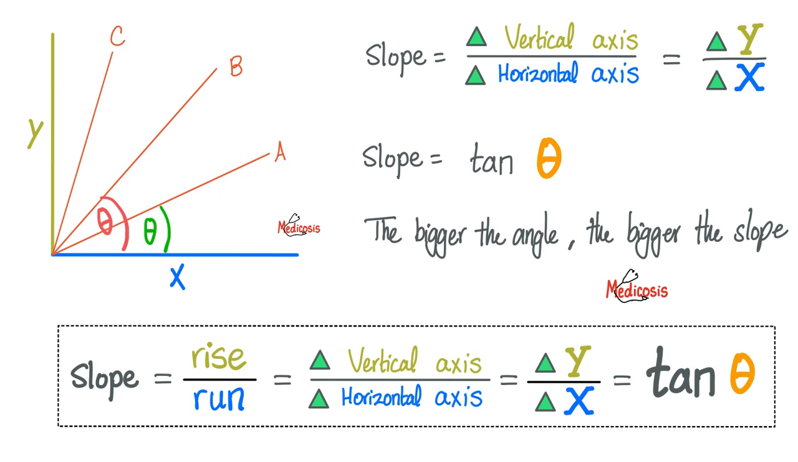So A has the smallest angle and therefore the smallest tan theta and therefore the smallest slope. B has a greater theta and therefore a greater tan theta and therefore a greater slope than A. As for C, it has the most humongous angle that you can imagine, which means its theta is huge and its tan theta is the biggest and its slope is the greatest.